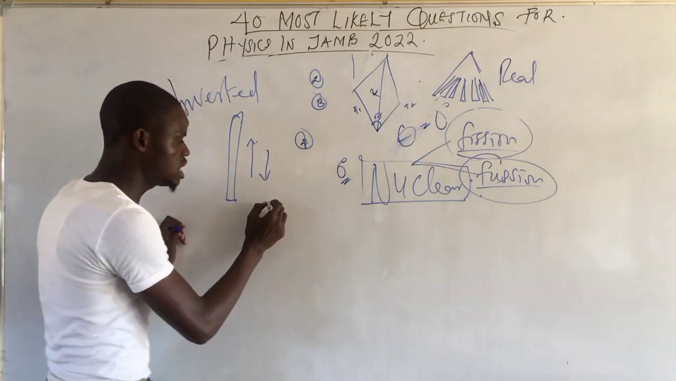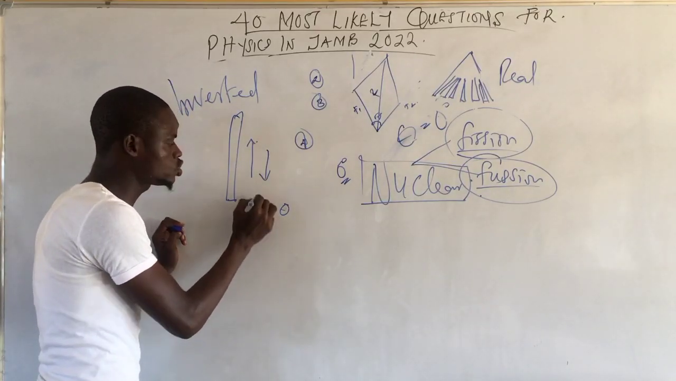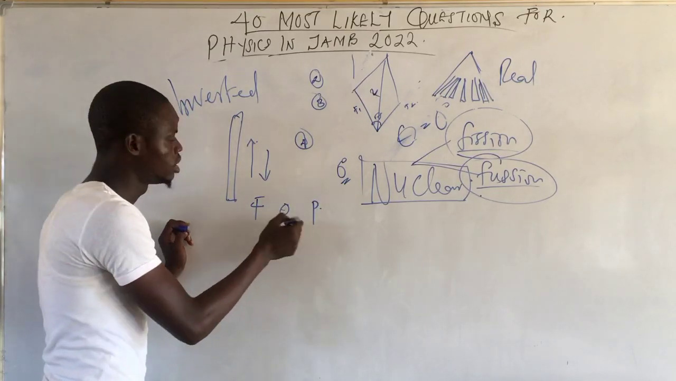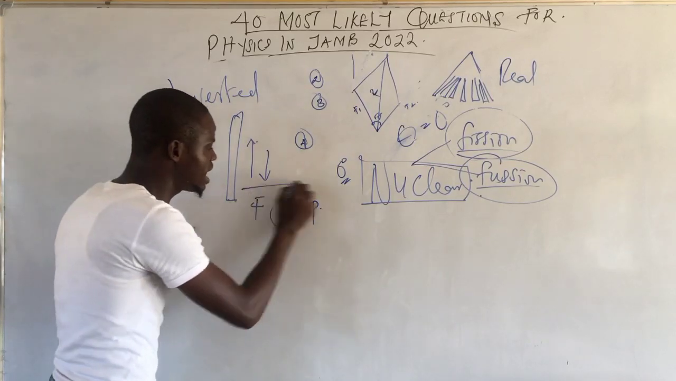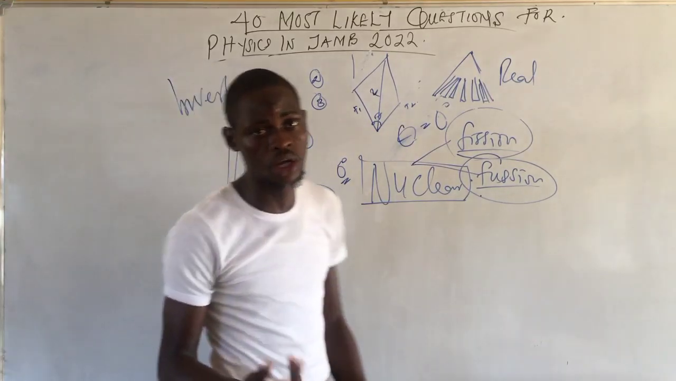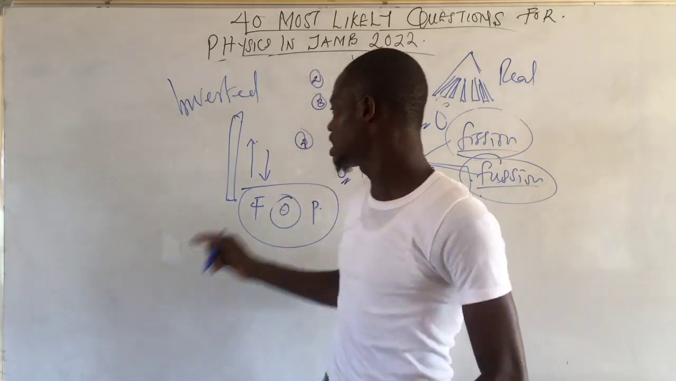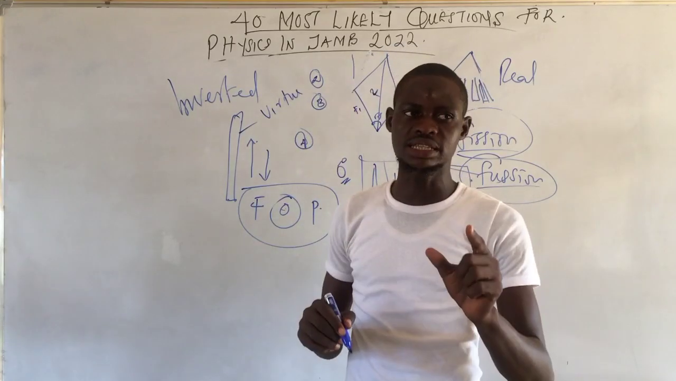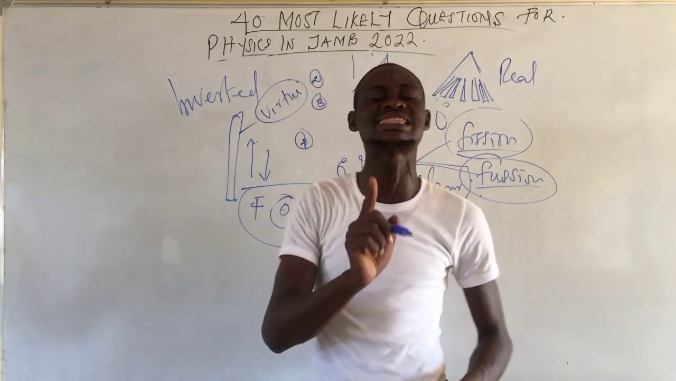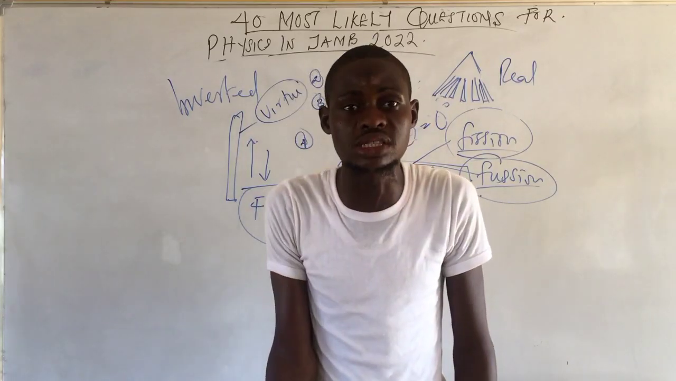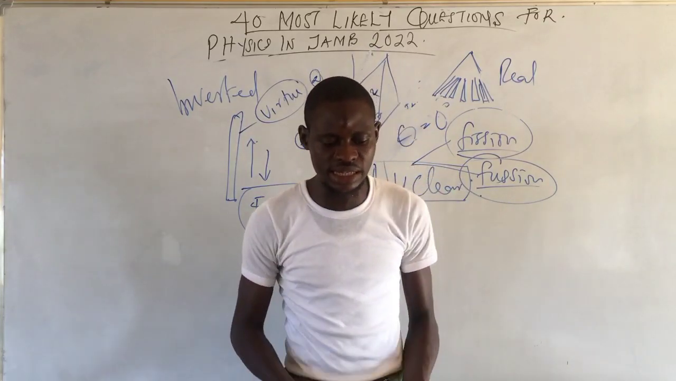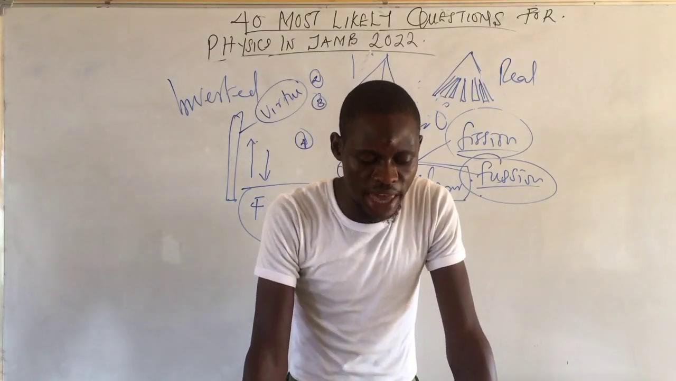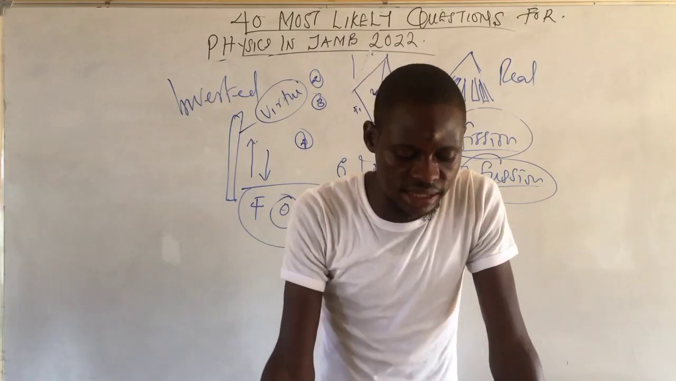What is that position? If the object is placed between the focus of the mirror and the pole of the mirror, which we call FOP. Object is placed between the focus and the pole. At this position, the mirror produces an enlarged image, but this image is a virtual image. Please don't forget that a virtual image is the only image that is erect. No real image is ever erect. All together.